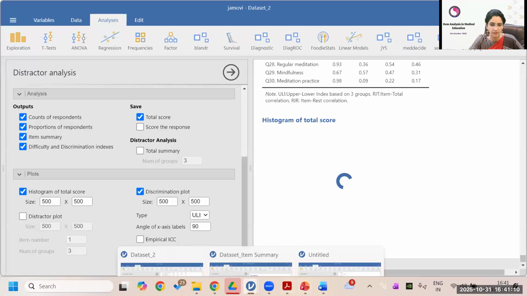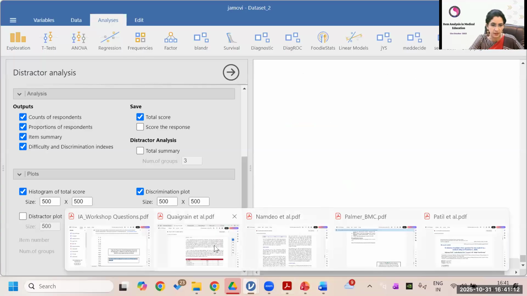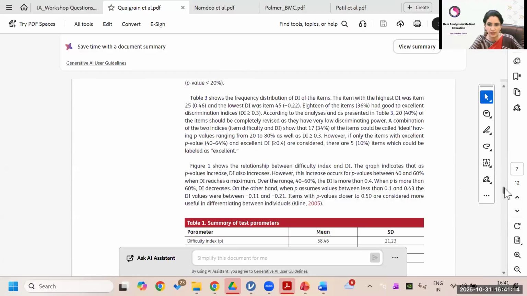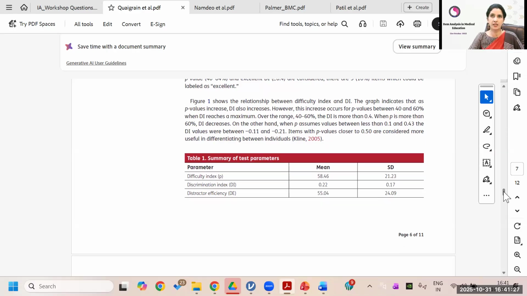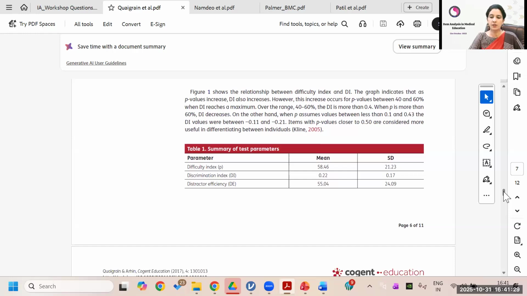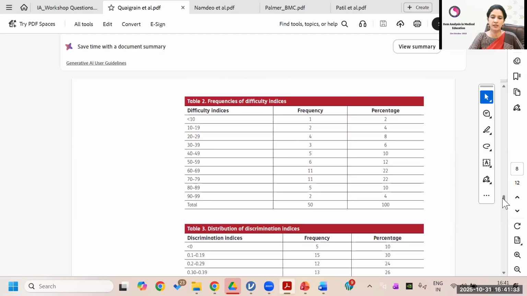In the meantime, we'll see a few articles till the time it is appearing. So if you see this Quen Grain article, we have shared this article. It is like writing Table 1 as a summary of the test parameters, where it is giving you the mean and standard deviation of each of these: difficulty index, discrimination index, and distractor efficiency. You can also do that. Similarly, for the descriptive, you can write mean as well as standard deviation.